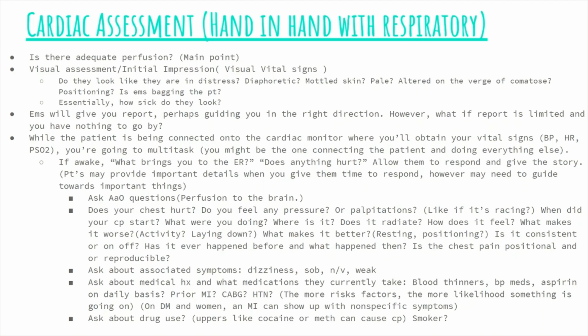Instead of palpitations, you can say something like, do you feel like your heart is racing? Because some patients may not know what palpitation is. So further questions you need to ask is, when did your chest pain start, right?